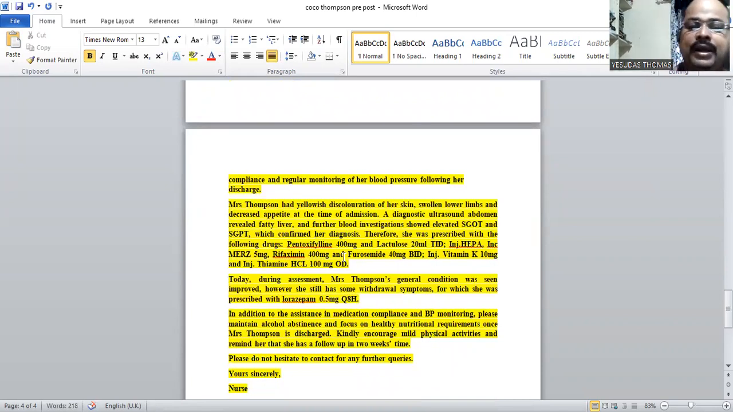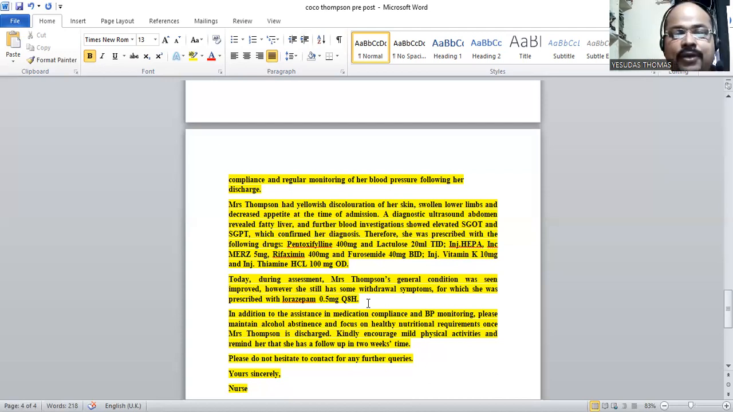Today, during assessment, Mrs. Thompson's general condition was seen improved. However, she still has some withdrawal symptoms for which she was prescribed lorazepam 0.5 mg at the stated frequency. So this is a separate sentence. Why is this a separate sentence? Because the progress and the further progress is assessed, and modification is also made there.